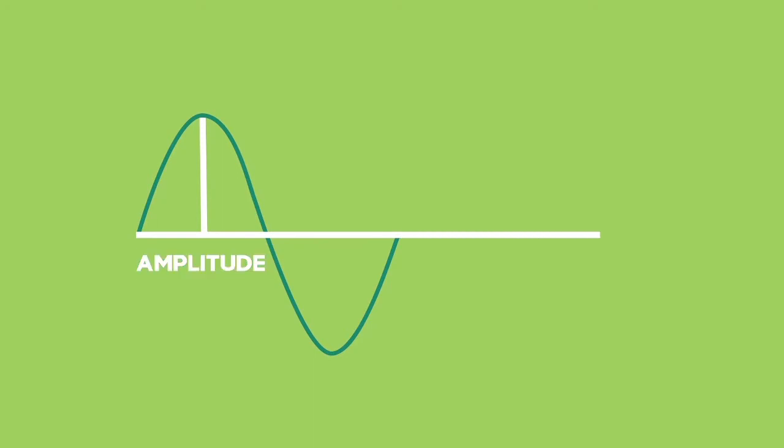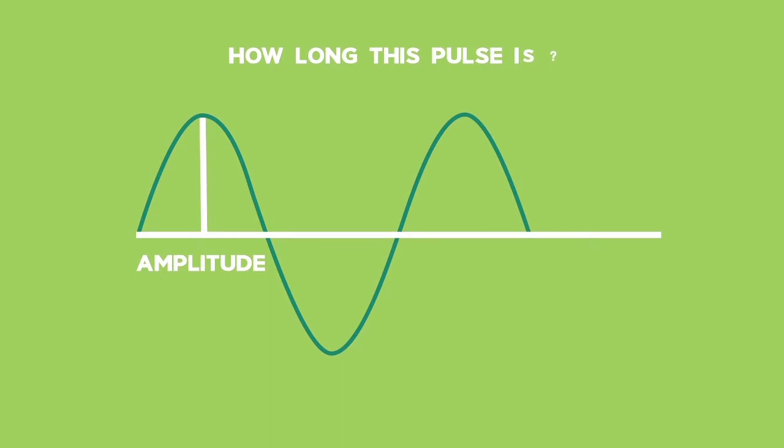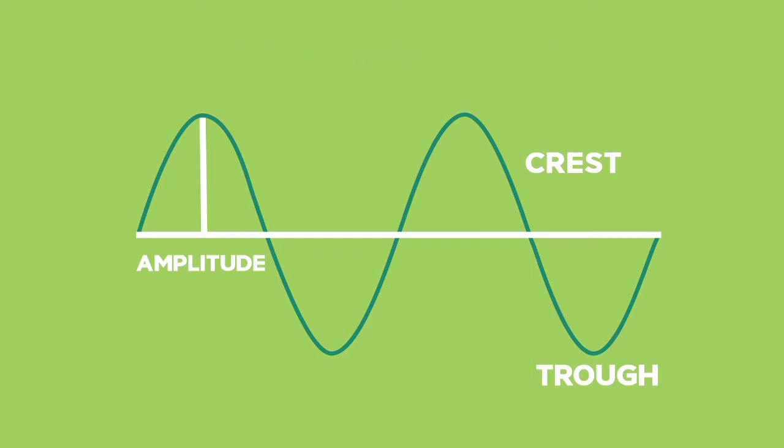We actually need to know how long this pulse is, and that gets us pulse length. This depends on many factors, but is always measured from the first displaced particle to the last. Amplitude is from the rest position to the maximum displacement, and pulse length is from the beginning to the end. It is a transverse pulse because the movement of particles is perpendicular to the direction of motion, and it's a single pulse because it's a single disturbance.